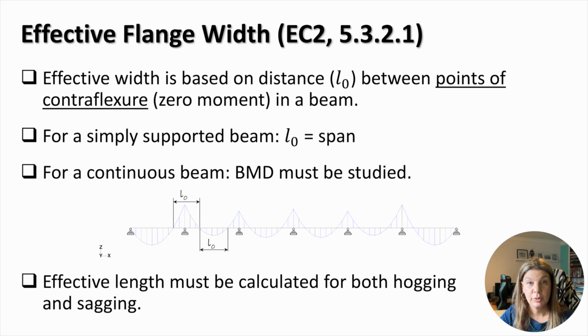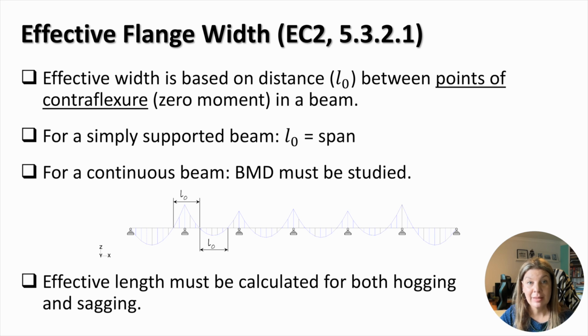According to Eurocode 2, the effective width is calculated based on the distance between points of contraflexure, or points of zero moment, in a beam. For example, the distance between points of zero moment in a simply supported beam equals the beam span. In continuous beams, however, the distance between these points is found from the bending moment diagram.